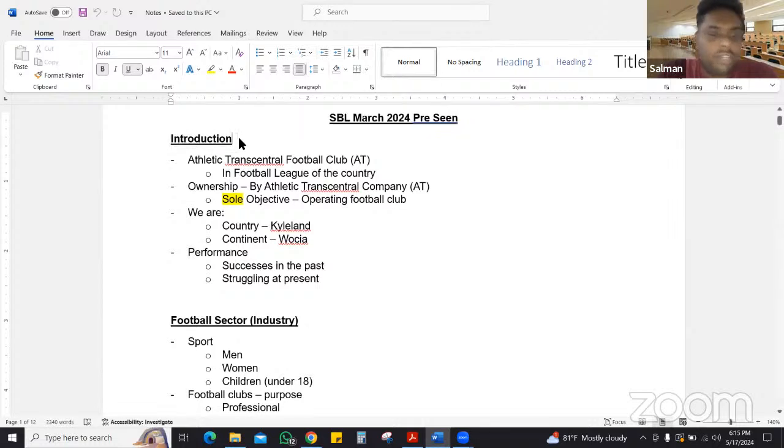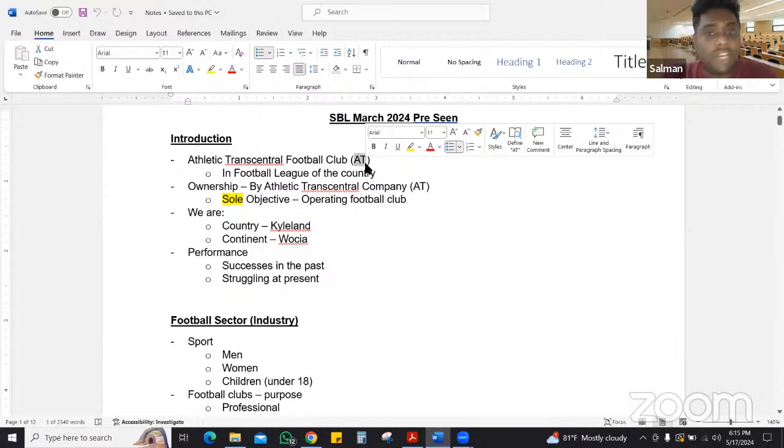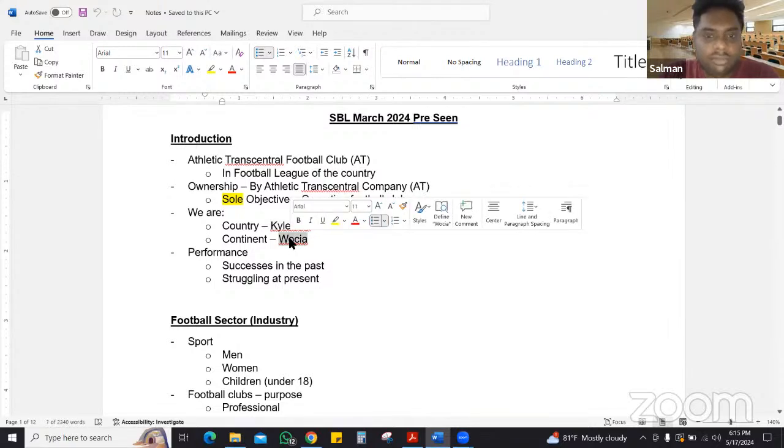Introduction, the first section. Okay, we are from Athletic Transcentral Football Club, so we'll be calling it AT. So we are from AT, and we were in the football league of the country. Okay, the country of Thailand, which is located in the continent of Wakya, just like the country of Sri Lanka. Here it's the country of Thailand in the continent of Wakya.